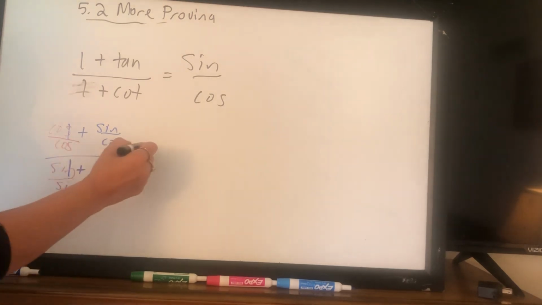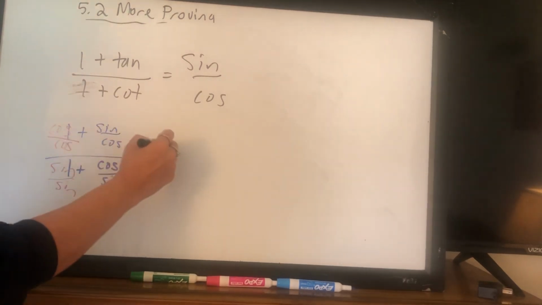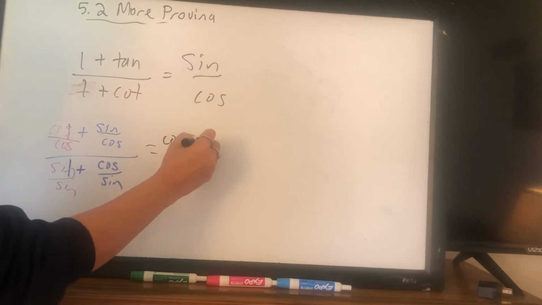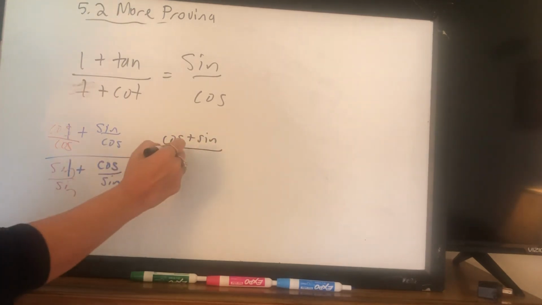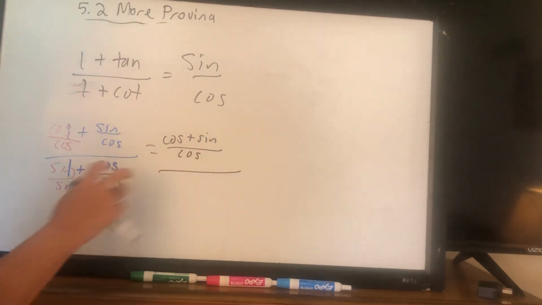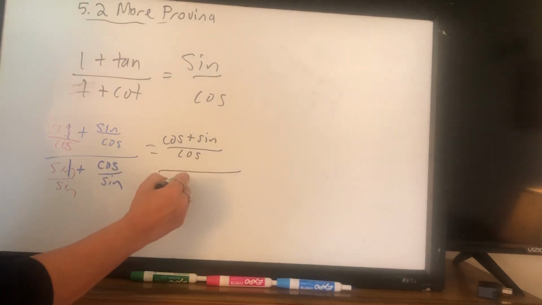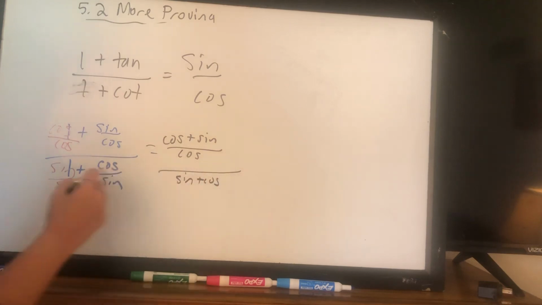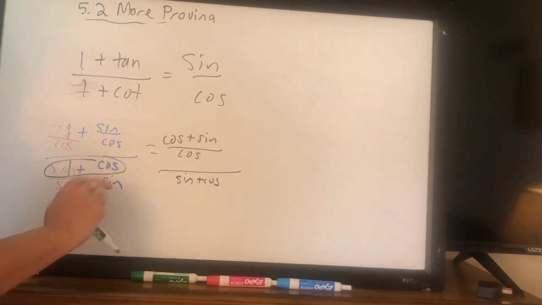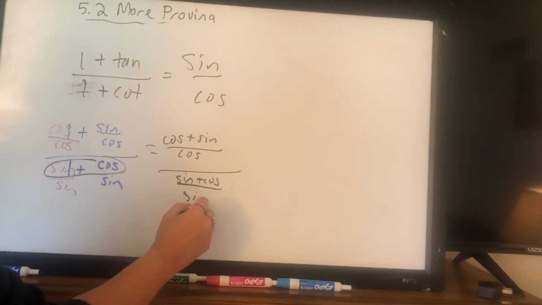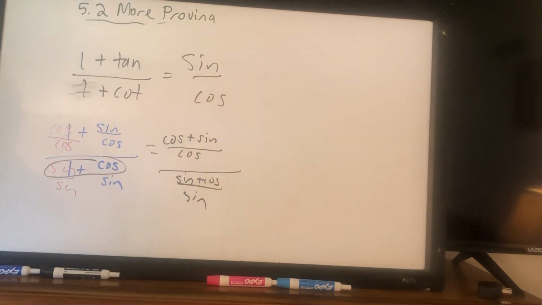Now we can add the top. It's cosine plus sine, all over the common denominator. And here's my numerator of my denominator. Sine plus cosine right here, all over that common denominator sine. Okay, it looks ugly, but it's going to clean up nice, guys.